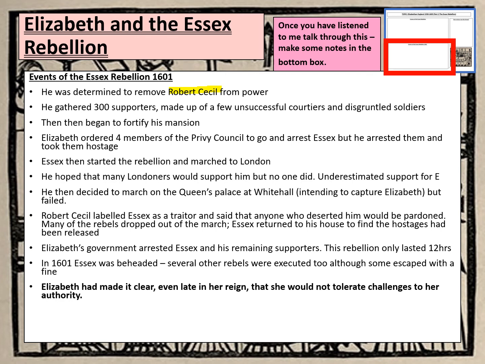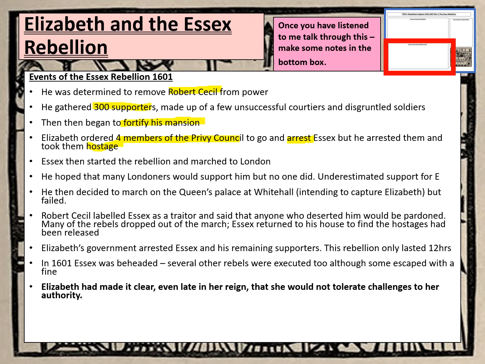He now gathered up 300 supporters. These people were others, unsuccessful courtiers, people who tried to gain favour with the Queen and failed, disgruntled soldiers. He began to fortify his mansion to make it very difficult for anybody to burst in. When Elizabeth heard that something was going on here, she ordered 4 members of her Privy Council to go and arrest Essex, but he arrested them instead and took them hostage.